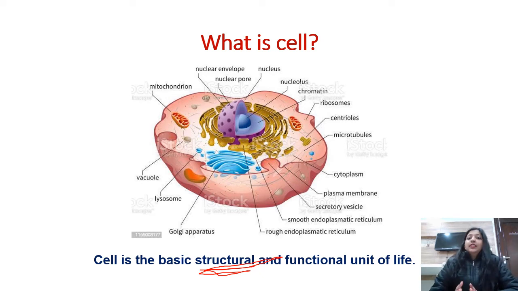So you can say cells can perform a vast variety of functions, and that's why it is also called the functional unit of life. So students, you have to memorize two things. Cells are the basic structural and the functional unit of life.